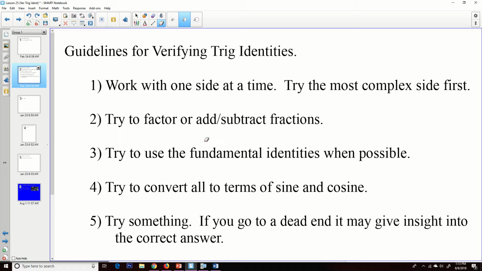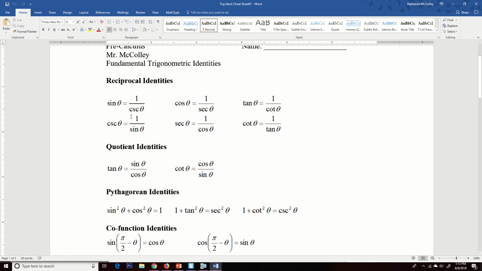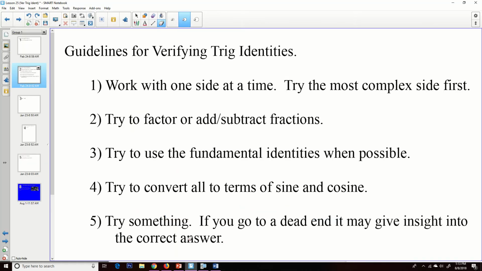And that goes right into the second one. We're going to try and factor things or try and add and subtract fractions. So if you can factor something out, like a greatest common factor, you'll do that, or try and add and subtract fractions if you can. Try and use the fundamental identities when possible, and you kind of have to. Everything has to be a one-step fundamental identity. Convert all to terms of sine and cosine, and those are fundamental identities. They're either the reciprocal identities or the quotient identities. You can use those to convert to sine and cosine. And then just try something. If you try something and get into a dead end, it may give you some insight into where you need to go to get to the correct answer.